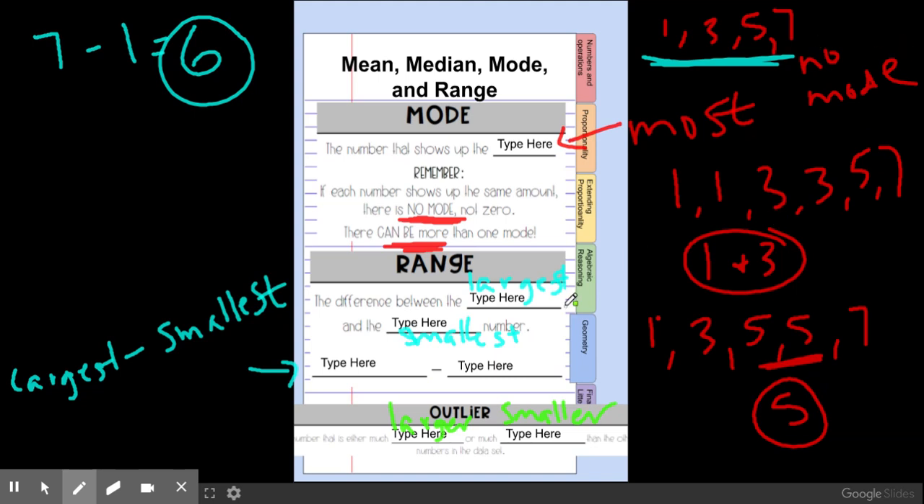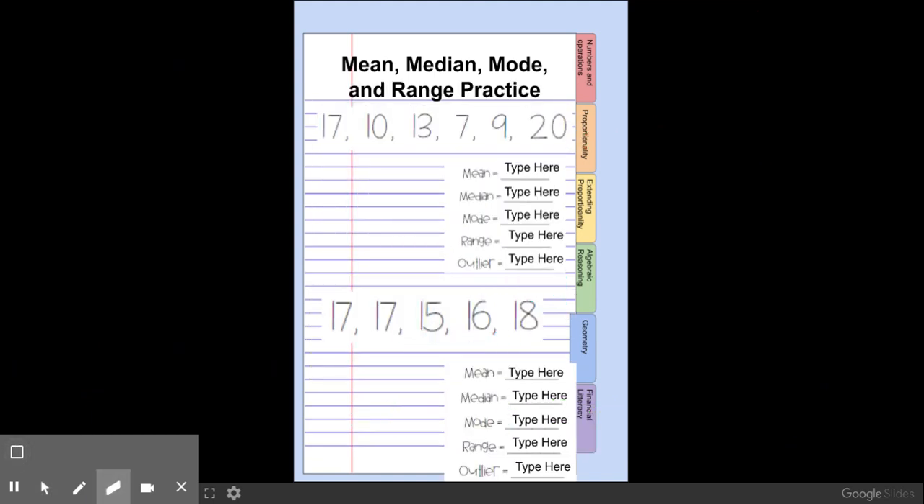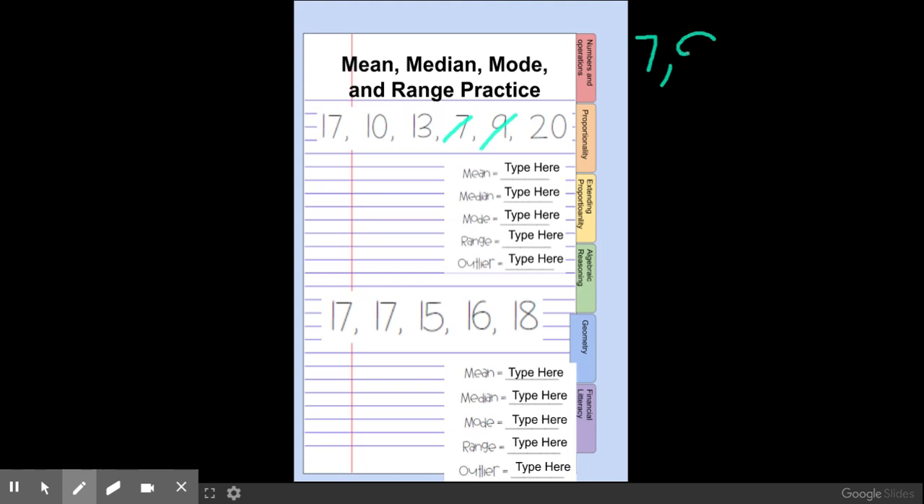So we're going to try these with some of our data sets here. Okay, so the last page. So we're going to find the mean, the median, the mode, the range, and if there's any outliers. Okay, so when you have a data set, the first thing is put them in order from smallest to largest. When I put them in order, I cross them out as I'm rewriting them. So in this first set of numbers, 7 is my smallest, then 9, then 10, and I cross them out so that I know I've used them already, because sometimes you're going to have doubles or triples of certain numbers, so you want to make sure you've used them.